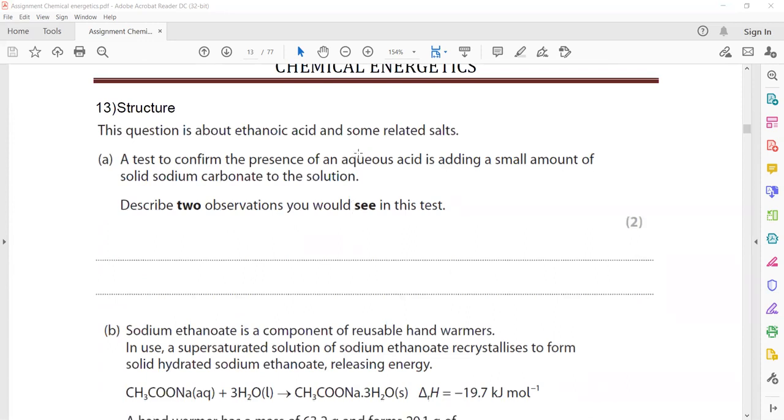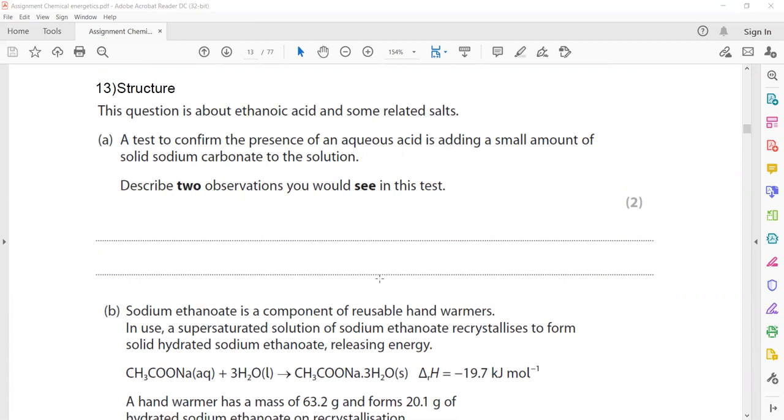In question 13, this is a structure question. This question is about ethanoic acid and some related salts. So in this question, the things are related to ethanoic acid and the salts, and other related salts. A test to confirm the presence of aqueous acid is by adding a small amount of sodium carbonate.